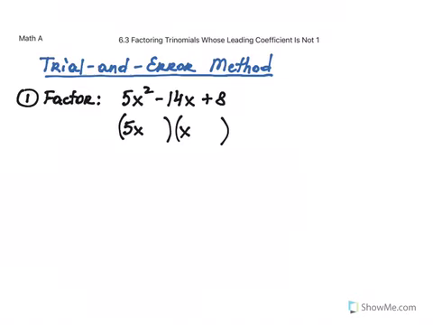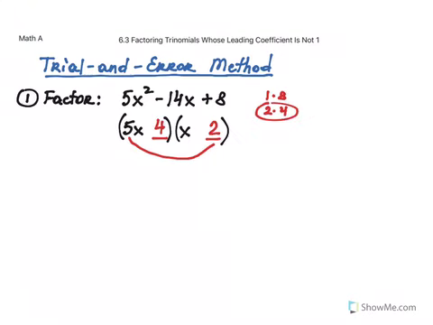Now we look at the constant term, positive 8. There are two ways to factor 8: 1 times 8 and 2 times 4. We need to choose the pair of factors that, if placed in the second position of each parentheses, would give me a product of positive 8 and the sum of negative 14x. Please make sure to pay attention to the fact that 5 as a leading coefficient right here will impact whatever number you place in the last position.